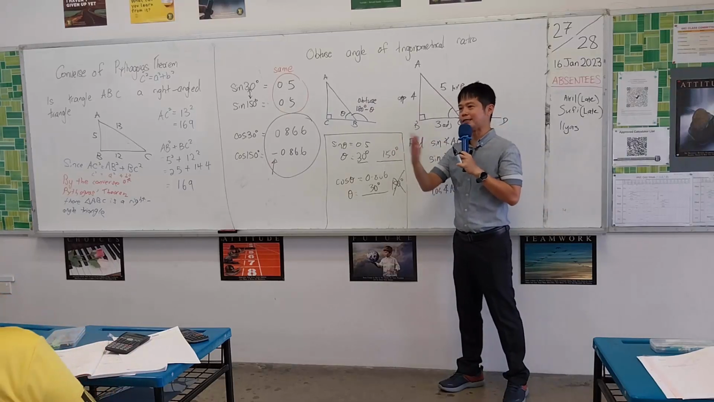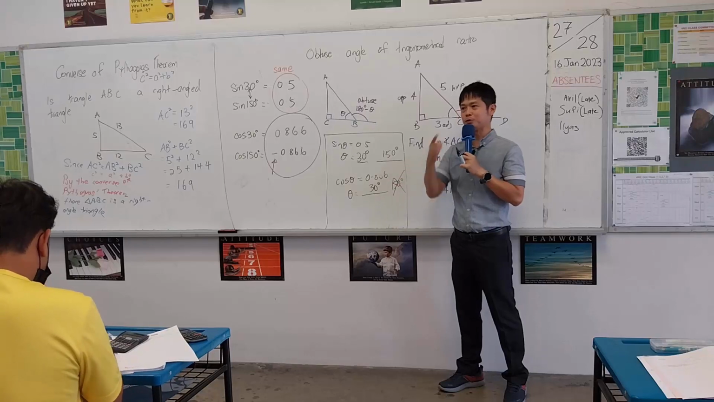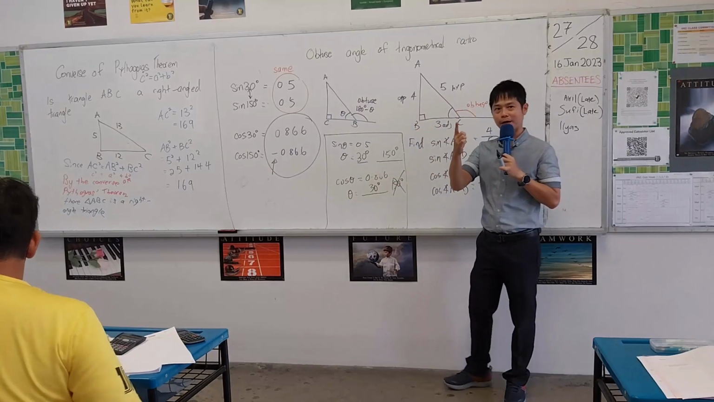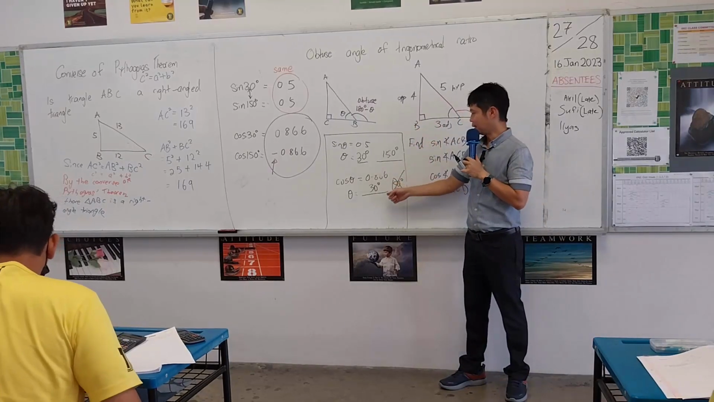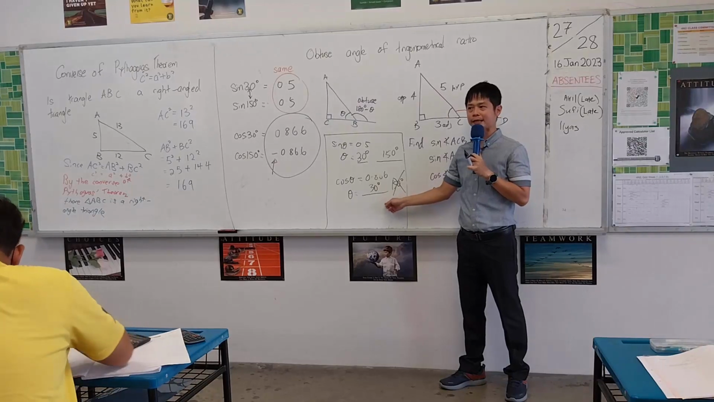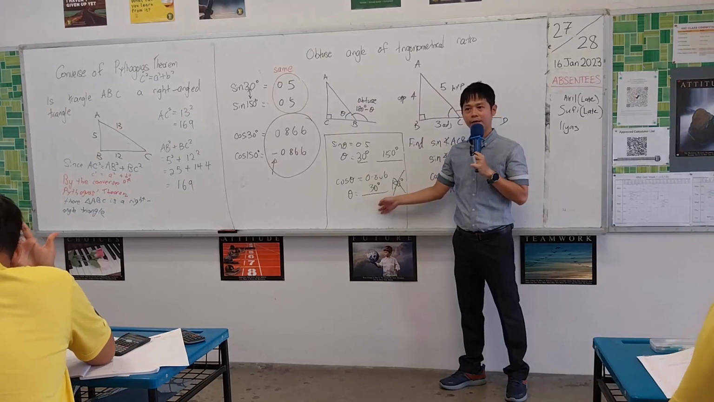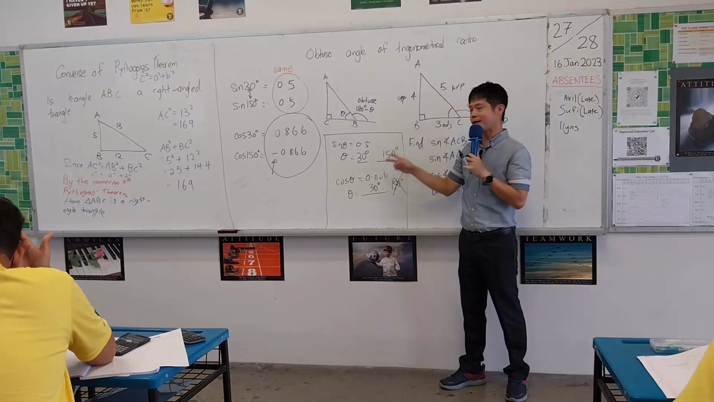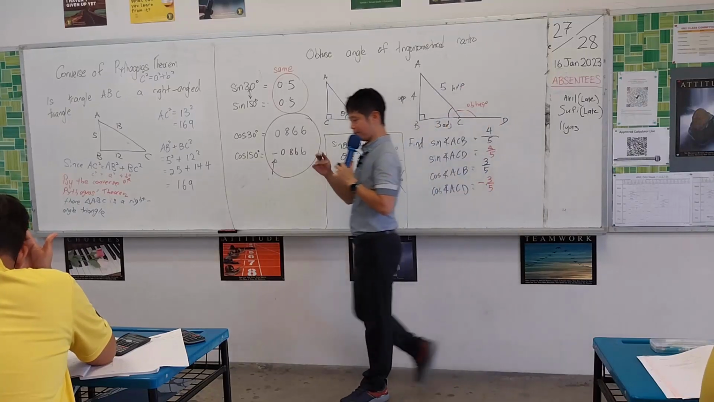How do you know? Very simple. In an exam, 2 marks means 2 answers. 1 mark means 1 answer. So if it's 1 mark only, you will roughly guess that the answer can only be 30. If it's 2 marks, the answer can be 30 and 150.